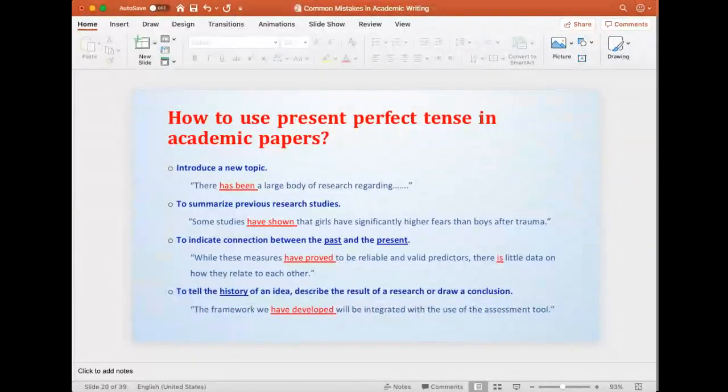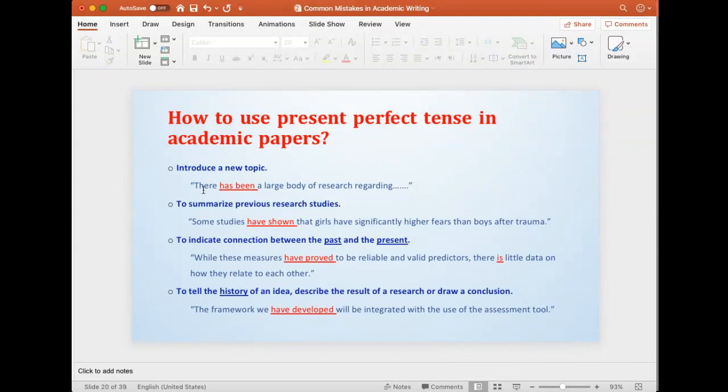How to use present perfect tenses in academic writing. So when we introduce a new topic, to summarize previous research, studies, to indicate connection between the past and the present, and finally to tell the history of an idea, describe the results of research, or draw a conclusion. So these are the four, okay, places or situations where I can use the present perfect in my academic writing.